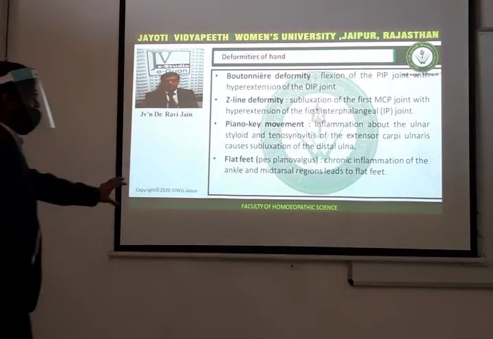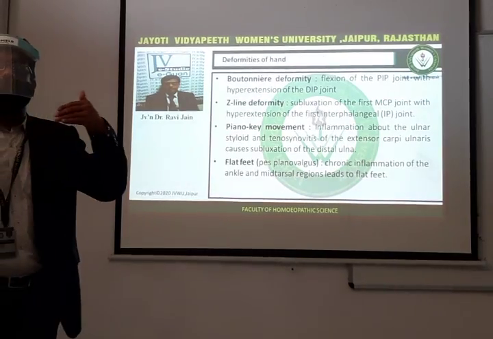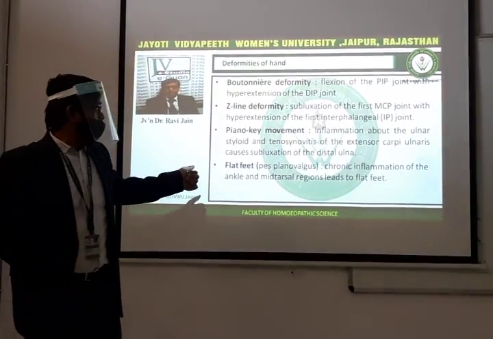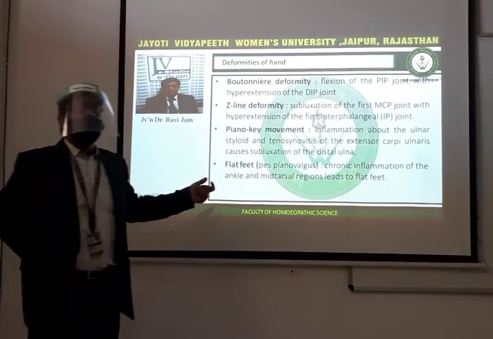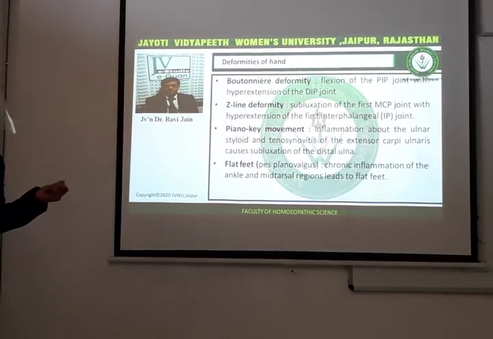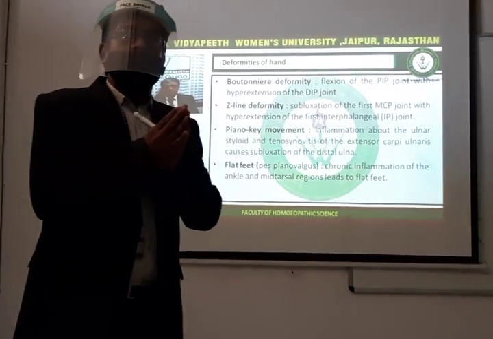And the last one is the flat foot. I have already discussed with you that the arches of the foot are lost in rheumatoid arthritis. So this is pes planovalgus due to the chronic inflammation of the ankle and mid-tarsal region, which leads to the flat foot. The arches of the foot are lost, and this leads to the development of flat foot.